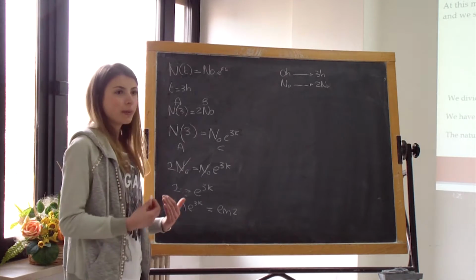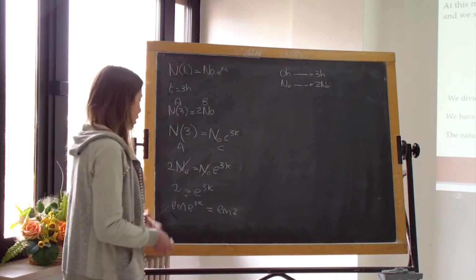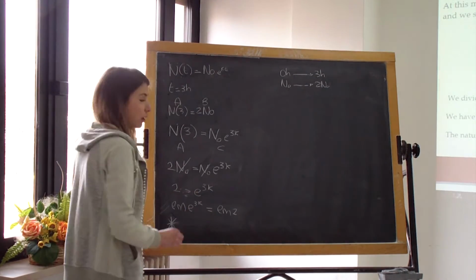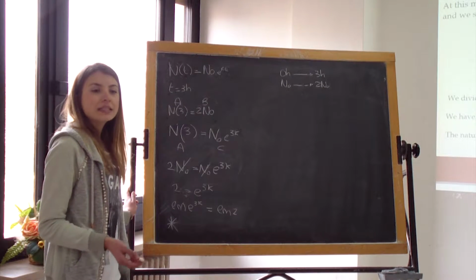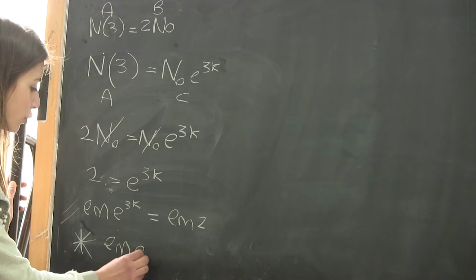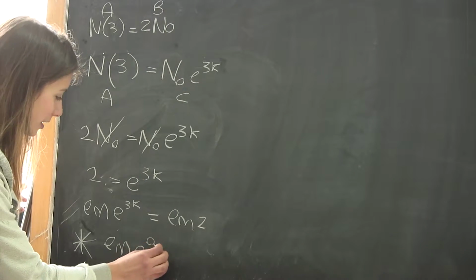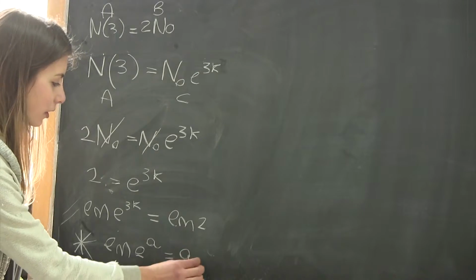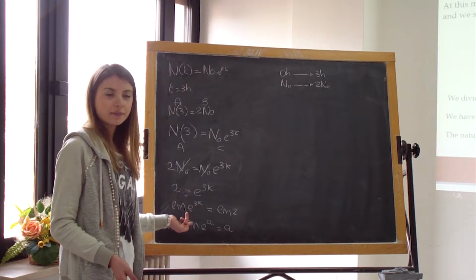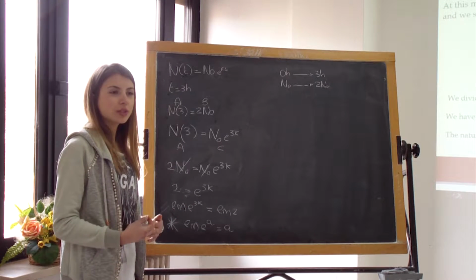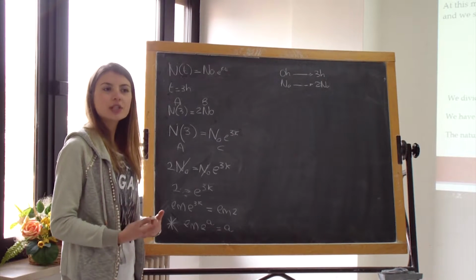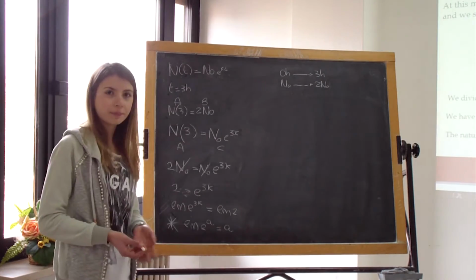we have to remember the logs property, so we can draw an asterisk to remember the natural log definition. Let's say that natural log of e to a is equal to a, and we can apply it to natural log of e to 3 times k. How the problem continues, Liliana will explain, and she'll tell us in particular the logs property.